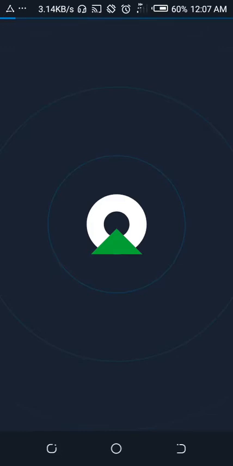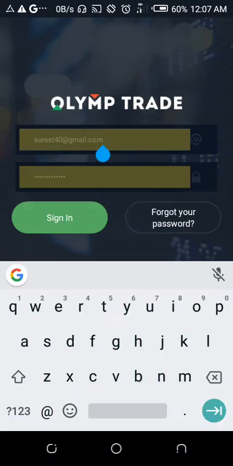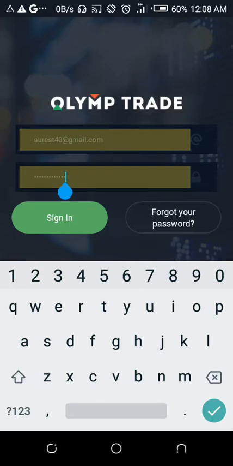This is my Trade account, as you can see. So I'm trying to sign off now. Then I will sign in so as to show you how to get started. Here it is. This is my email. I want to enter my email. Just enter your registered email, either Gmail or Yahoo. Just enter it. Then after doing that, enter your login password. Then you can sign in.